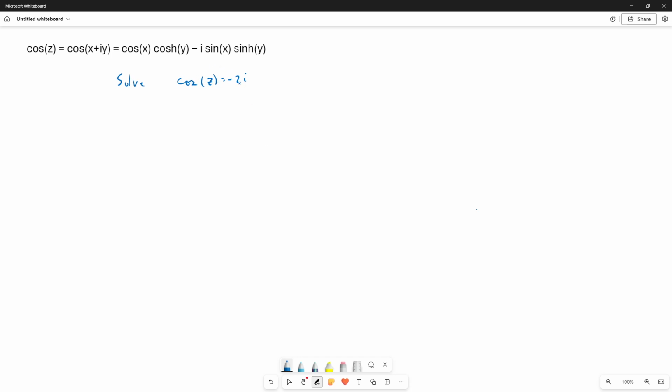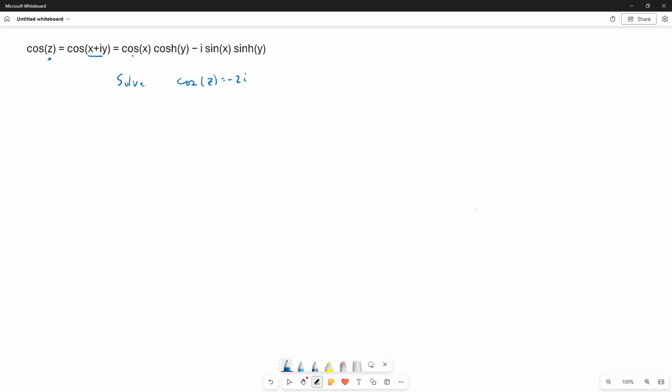Cosine of z equals negative 2i. So z is our complex variable. z is equal to x plus iy. And then the cosine of x plus iy is equal to the cosine of x times the hyperbolic cosine of y minus i times the sine of x times the hyperbolic sine of y.